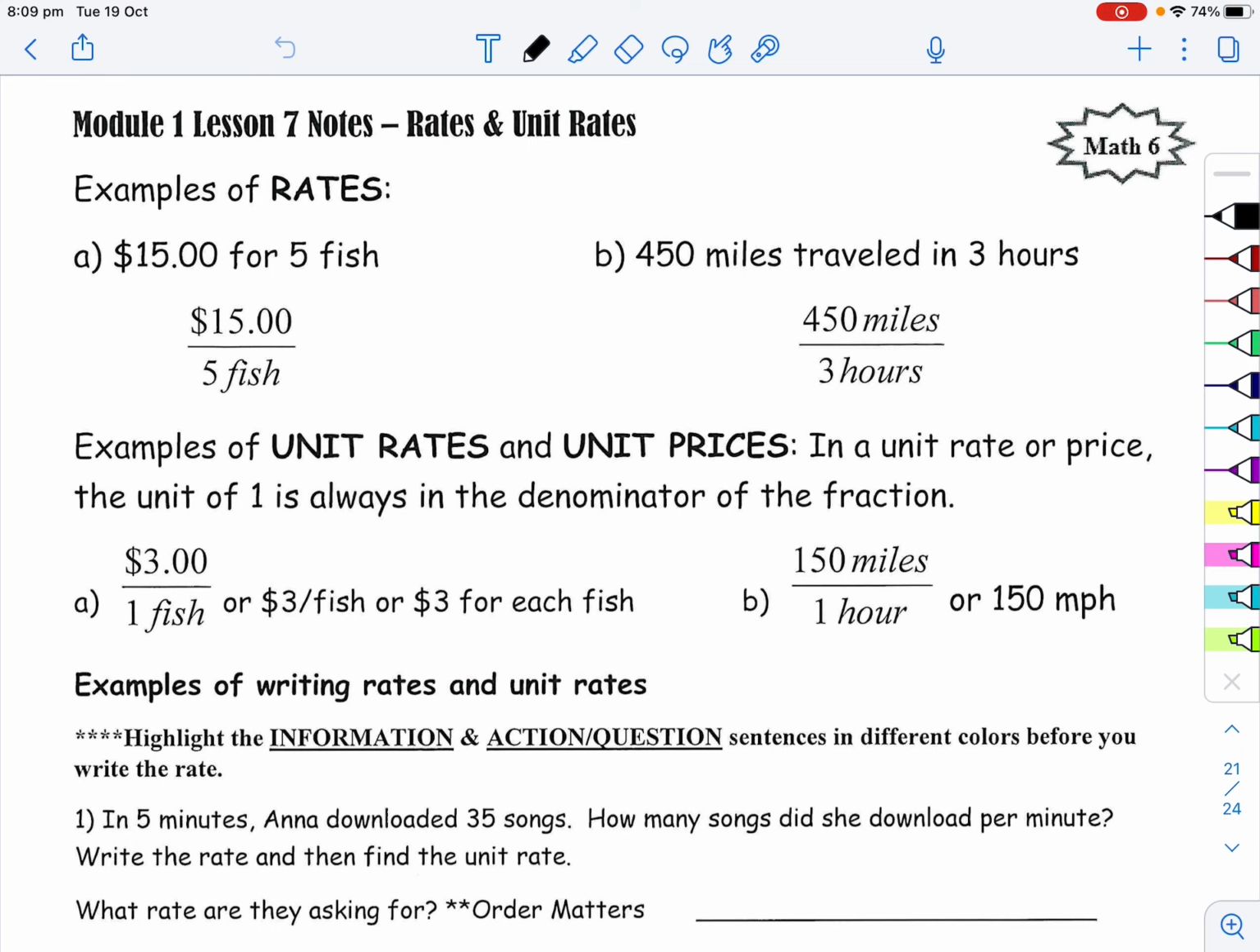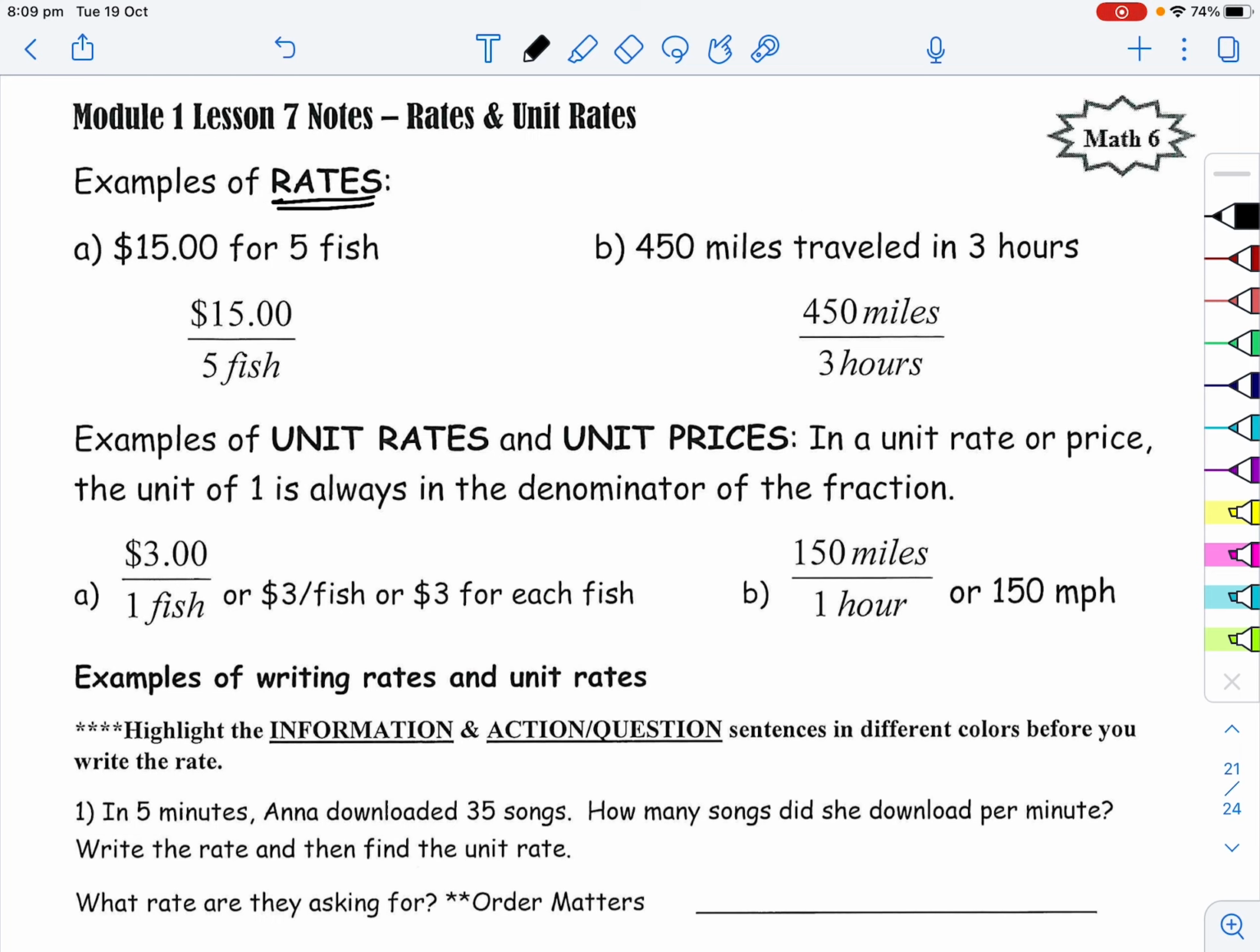So, here I have some examples of rates. Now, rates are a comparison of two units by division. So when I talk about rates in general right now, I'm going to be talking about something that has two different units. So dollars and an item, or miles and hours, or miles and gallons, two different things that are being compared to each other.